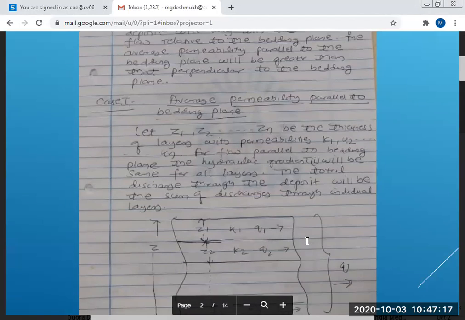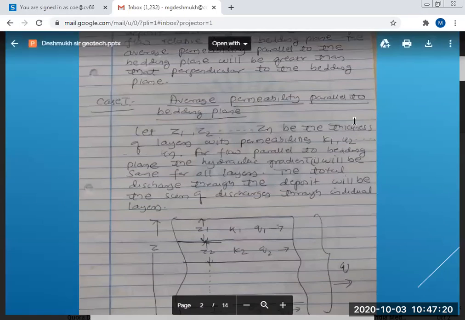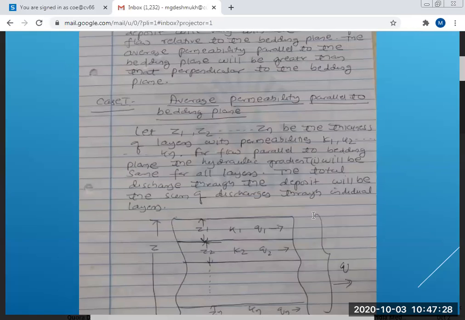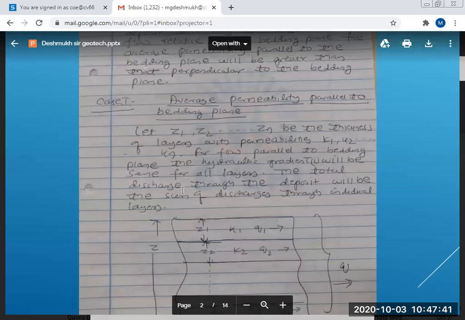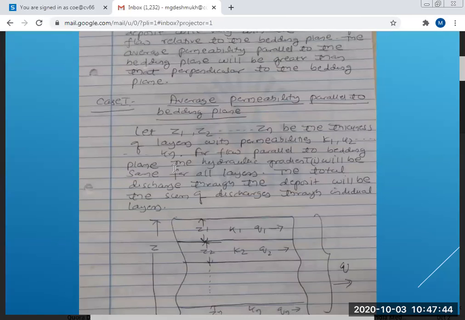So we are going to define the first case, average permeability parallel to bedding plane. This derivation I will tell you based on the same concept. See here, let Z1, Z2 up to Zn be the thickness of layers with permeabilities K1, K2 up to Kn. For flow parallel to the bedding plane, the hydraulic gradient will be the same for all layers. The total discharge to the deposit will be the sum of the discharge through individual layers.